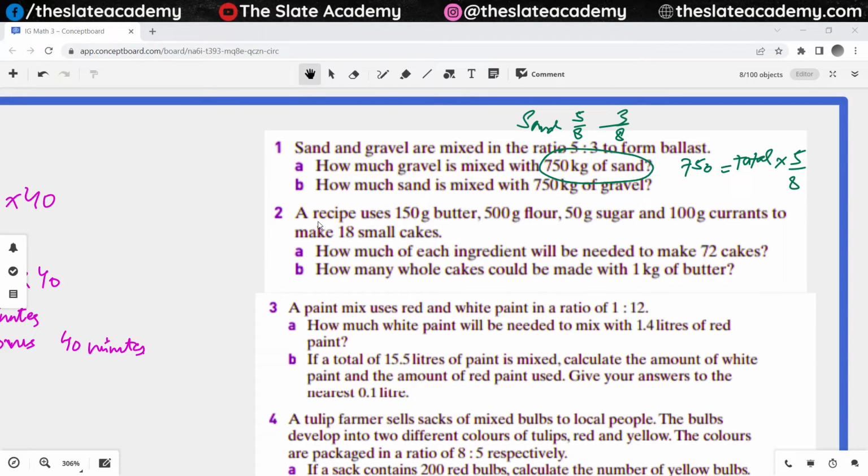So now solving the fractions, I can get the weight of the total. What's the weight of total? Total will be equal to 8 by 5 into 750, right? 8 divided by 5 into 750. So total is 1200. And now gravel would be 3 out of 8 of this total. So 1200 into 3 divided by 8, which would be 450.